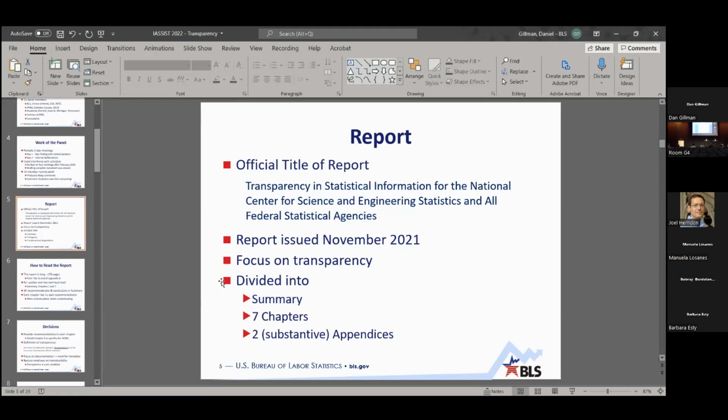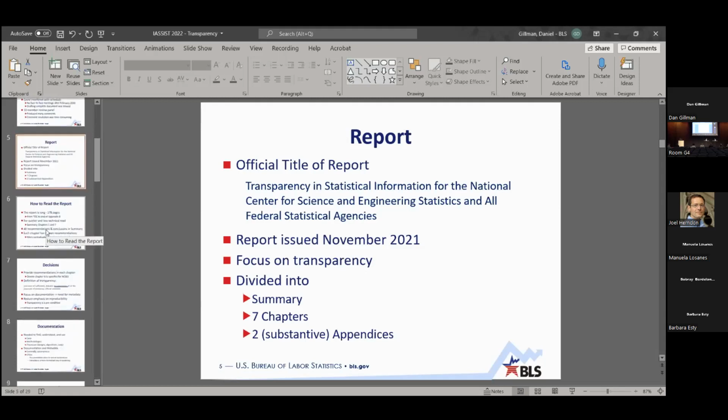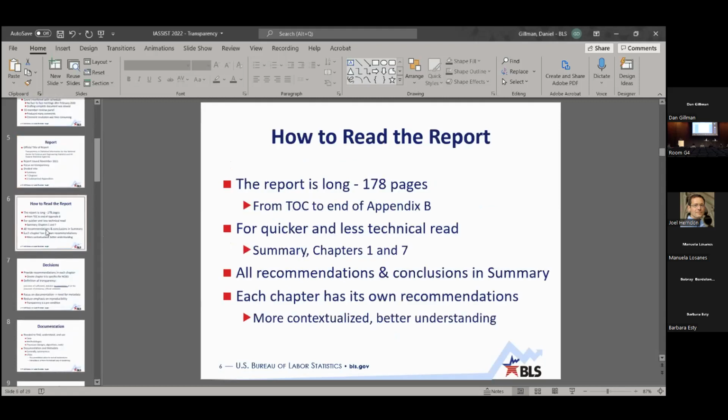We divided the report into several sections. There's a summary, 7 chapters, 4 or 5 appendices, I forget, but 2 of them are substantive. The first 2, A and B, and they're worth looking at. The report is long, 178 pages, from the table of contents to the end of the second appendix, Appendix B. But for a quicker read and less technical, you can look at the summary and chapters 1 and 7.